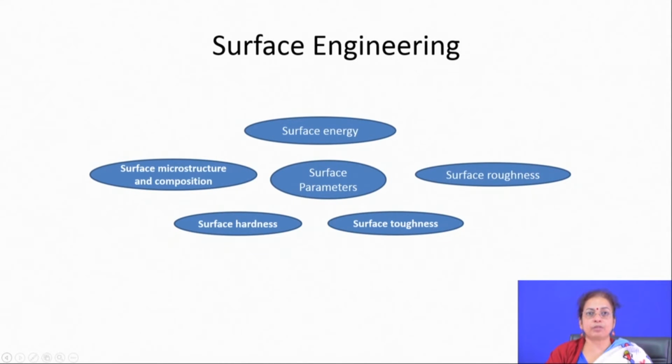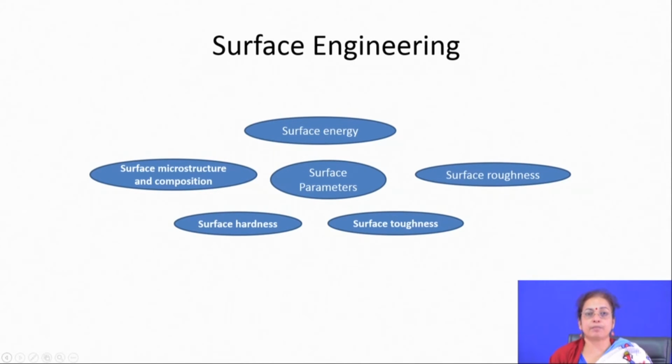If you think about different surface engineering techniques, or maybe different surface parameters which control the corrosion kinetics, they may be categorized into different sectors. The first important parameter which controls the corrosion kinetics is surface energy. If you expose a surface with higher energy, it will be more prone to corrosion. On the other hand, if you expose a surface with lower energy, it will be less prone to corrosion.